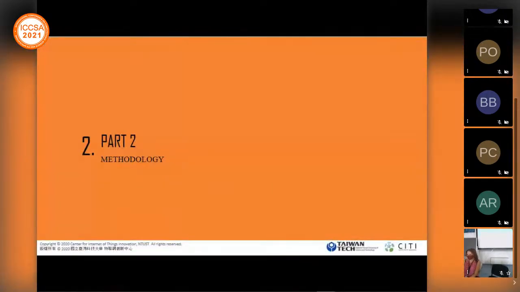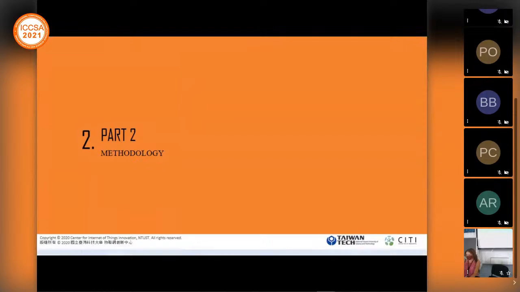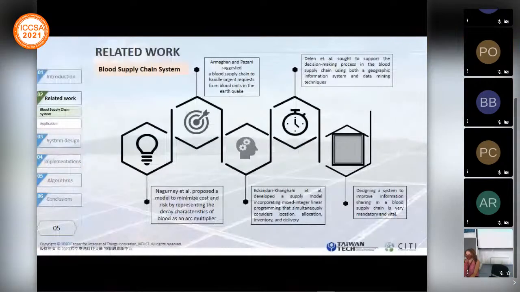And now about our methodology. With the depth of knowledge that has been devoted to this field, as well as a number of equally improved innovations for the issue, such as minimizing cost and risk, handling urgent requests for blood units in a web, controlling location, allocation, inventory, and delivery, supporting decision-making in the blood supply chains using both geographic information systems and data mining techniques, as well as improving information sharing in blood supply chains.